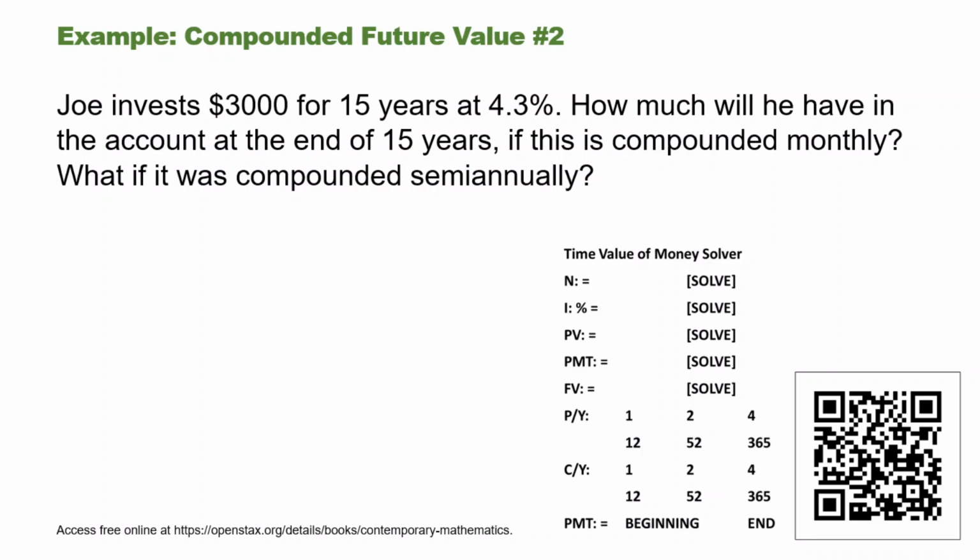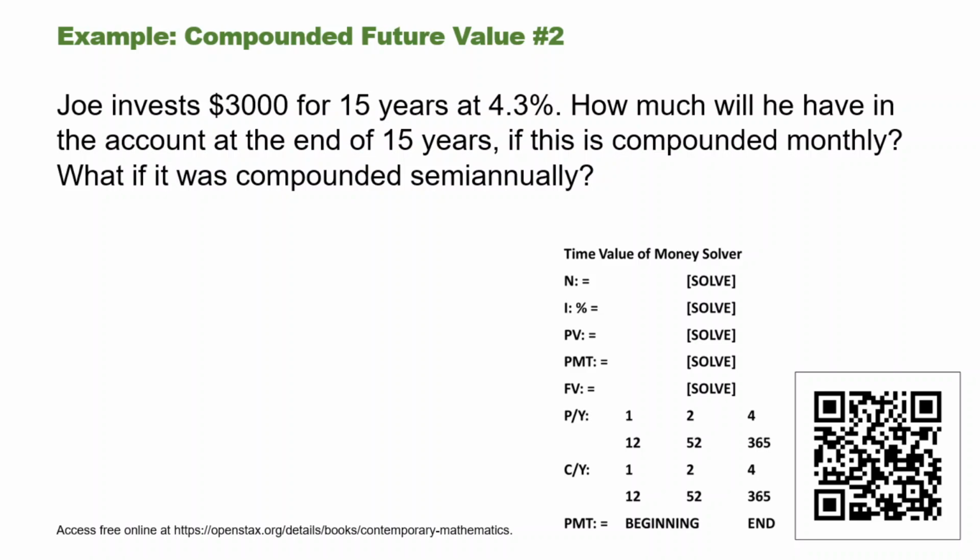Example, compounded future value number 2. Joe invests $3,000 for 15 years at 4.3%. How much will he have in the account at the end of 15 years if this is compounded monthly? What if it was compounded semi-annually?